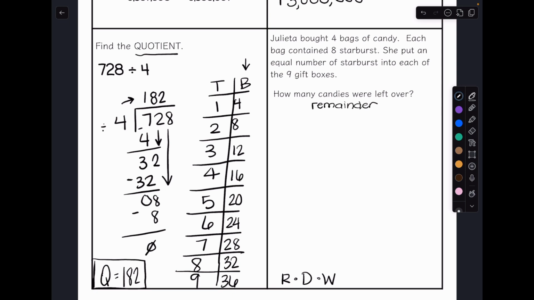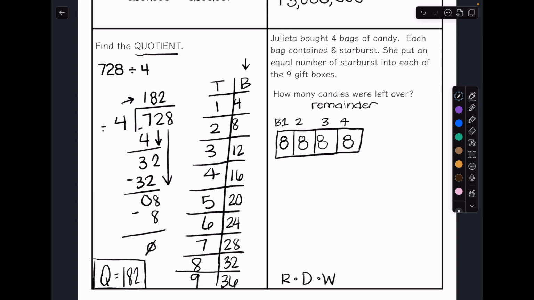And just to represent what we read, Julieta has 4 bags of candy. This is a 2-step problem. So, boom. And they could put 1, 2, 3, 4 because she has 4 bags of candy. I might put like B1 to show like bag 1, bag 2, bag 3, and bag 4. And then in each of those bags that she bought, there was 8 Starburst. So I would go ahead and represent that 8, 8, 8, 8.